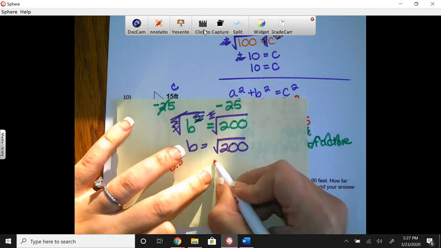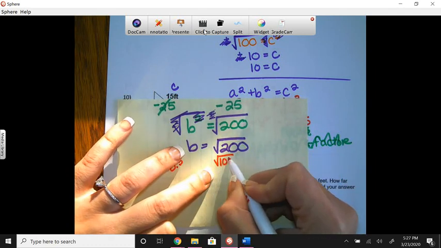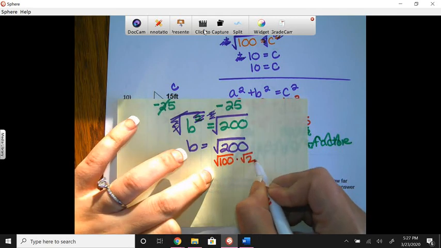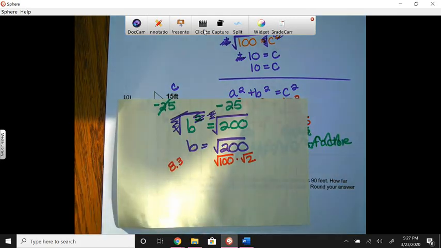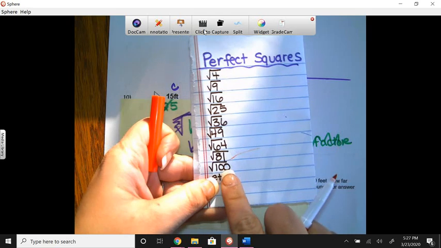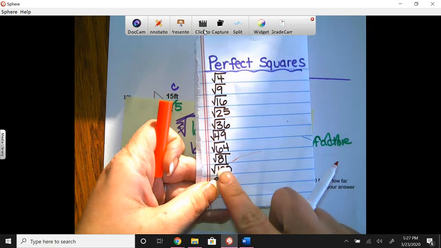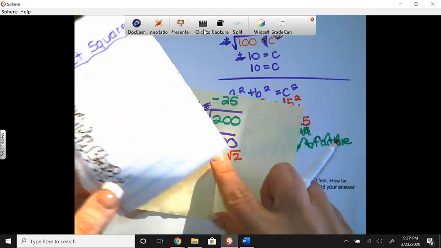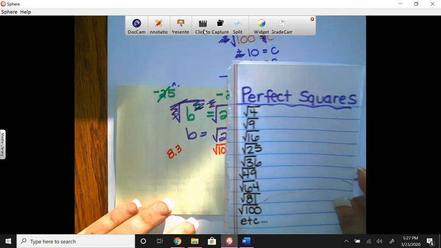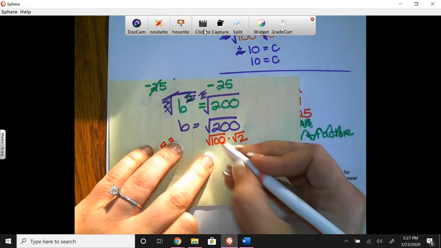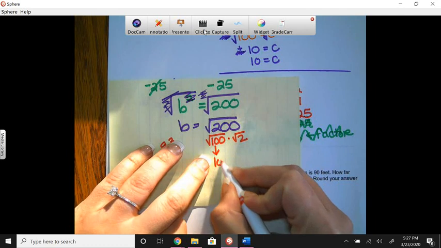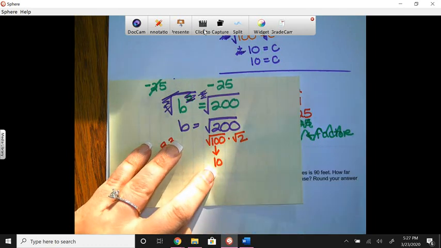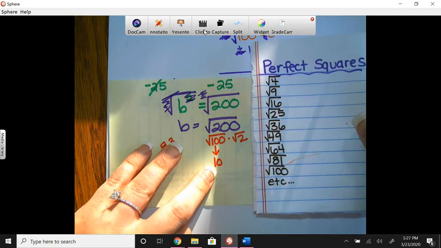So I'm going to go ahead and simplify it to the square root of 100 times 2, because I know that 100 is on our perfect square list, and it goes into 200. So I'm using method 1. And then the square root of 100 is 10, and then the square root of 2 cannot be simplified because none of these numbers go into 2.